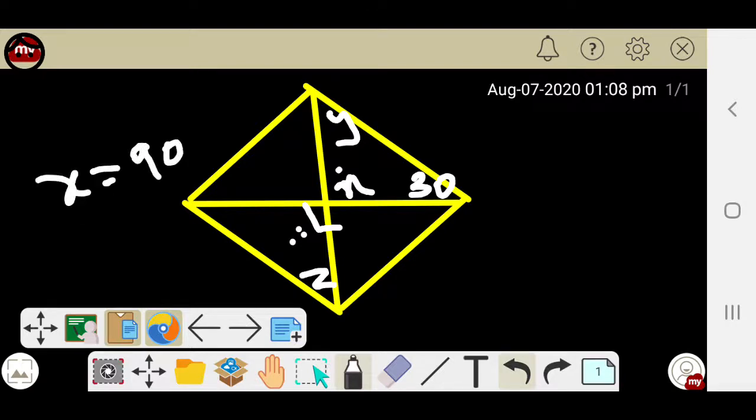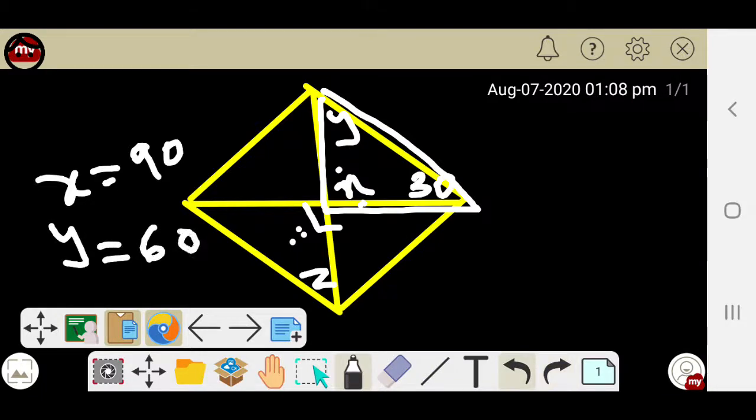If x equal to 90, then for this triangle, the total sum of interior angles equal to 180. So 90 plus 30, 120. So what is y? Y equal to 60. 120 plus 60 equal to 180. Okay. If y equal to 60, we have to find out z.